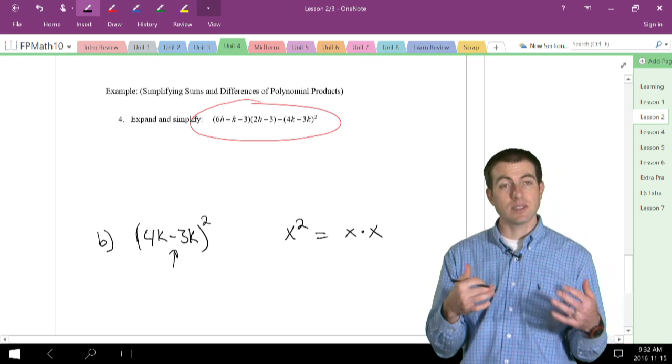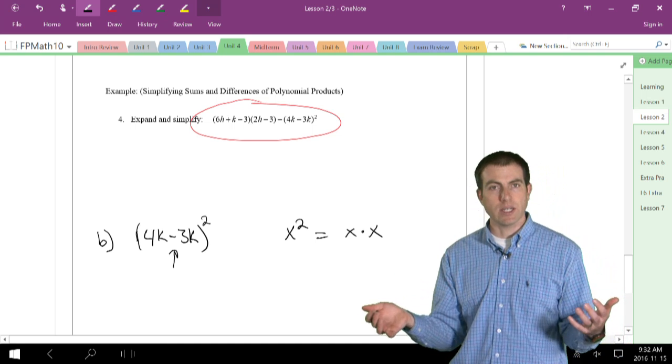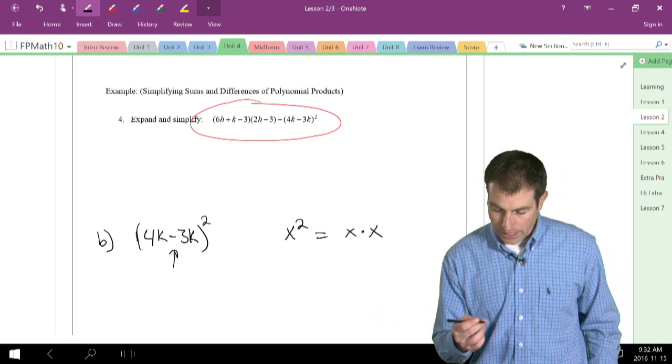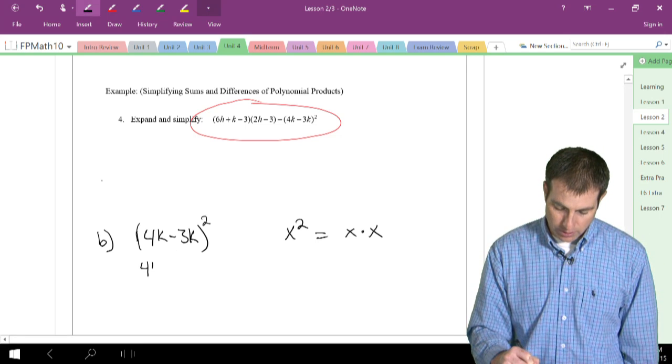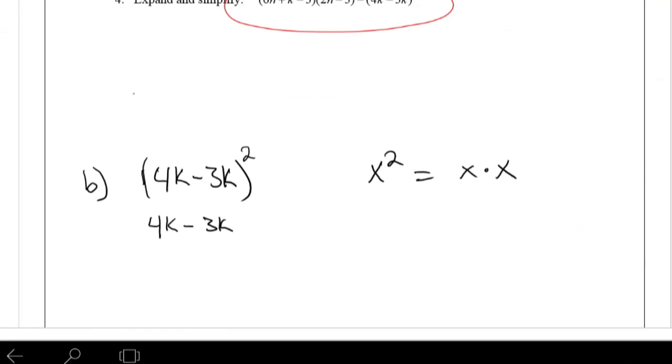So if you have something that's squared, you need to write it out twice. And that turns this question into a question that we've already done. 4k minus 3k times 4k, not x. So I've just written it out twice.